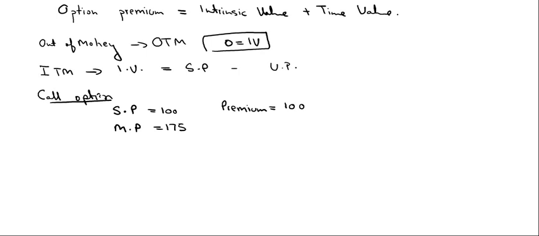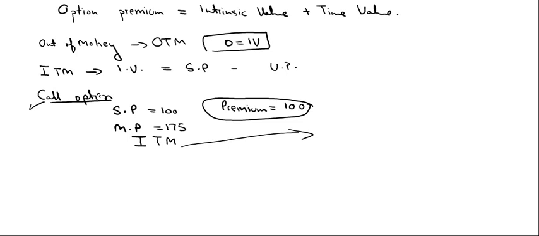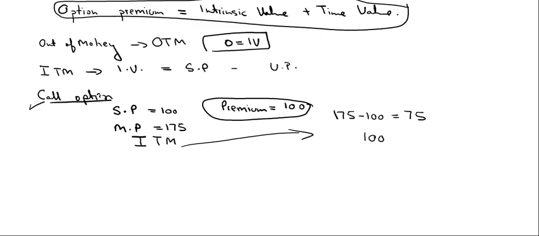Now, if it is a call option and its strike price is 100 and market price is 175, this option is an in-the-money option, ITM, since the market price is greater than the strike price and exercising the option is preferable. If the entire option premium is 100, our intrinsic value will be 175 minus 100, or 75. Using the equation option premium equals intrinsic value plus time value, if the premium is 100 and intrinsic value is 75, our time value will be 25. Let's take one more example.